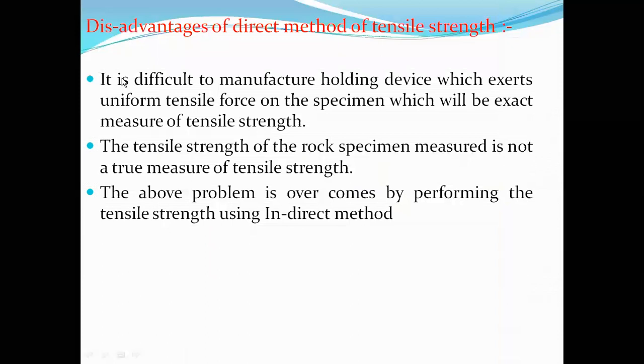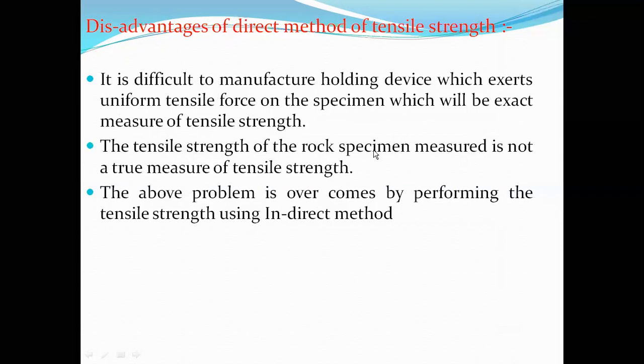Okay, let's see. Next, what are the disadvantages of the direct method of tensile strength? As I said earlier, it is difficult to manufacture a holding device which exerts uniform tensile force on the specimen. It is very, very difficult to manufacture such holding devices, guys. Whatever the holding device is, it has to exert uniform pressure, which will be an exact measure of tensile strength.